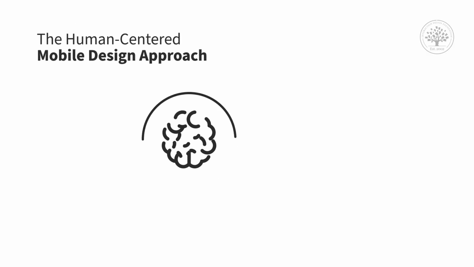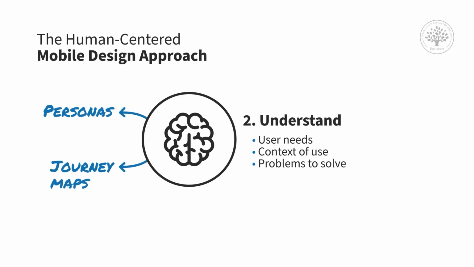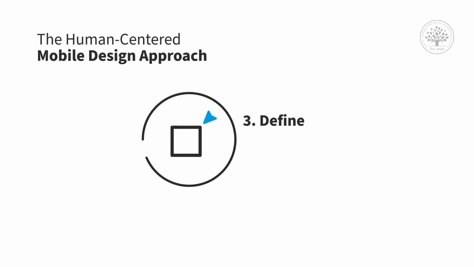So step 2, understand user needs. And that means understand their context of use, problems they're trying to solve, their tasks, their goals, all the things that make up personas and that make up journey maps. Once you do that very crucial user research step, it's step 3 where you define your value proposition and your emotional value.